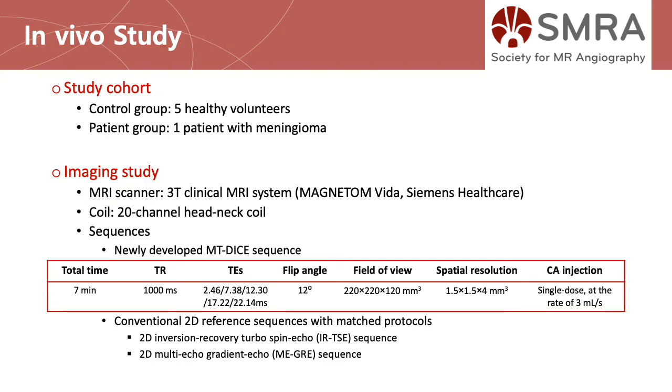To test the feasibility of our technique, 5 healthy subjects and 1 patient with meningioma were scanned on a 3T MRI system, VIDA, with a 20-channel head-neck coil. Major imaging parameters of MT-DICE are listed in the table. Conventional 2D IR-TSE and multi-echo GRE sequences were also acquired to serve as the references for T1 and T2* quantification.